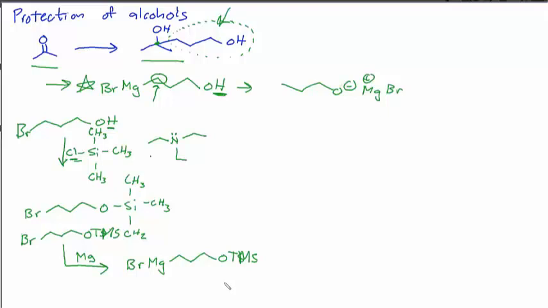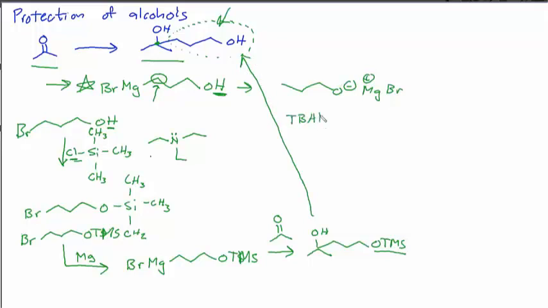And now I can take this Grignard reagent and I can react it with the ketone that I wanted to react it with, and after the reaction I have this. How do we deprotect the TMS group? How do we remove the TMS group and expose the OH group again? Well, we use a source of fluoride ion, and so in one step I would use tetrabutylammonium fluoride, TBAF, and that molecule looks like this. It's actually not a molecule, it's an ion.